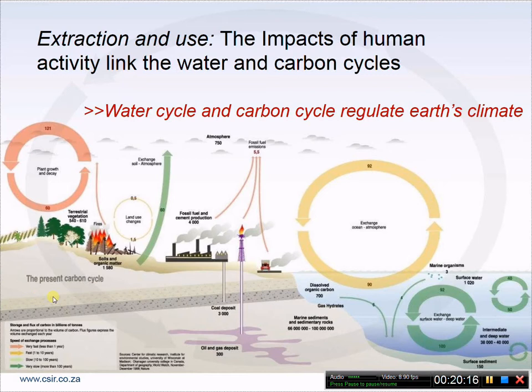So in terms of extraction and use, the impacts of human activity essentially link both the water and carbon cycles. For example, land use changes and fossil fuel use result in the exchange of soil moisture to the atmosphere, as well as the emission of carbon dioxide to the atmosphere. So these anthropogenic impacts will essentially help to link the water cycle and the carbon cycle.